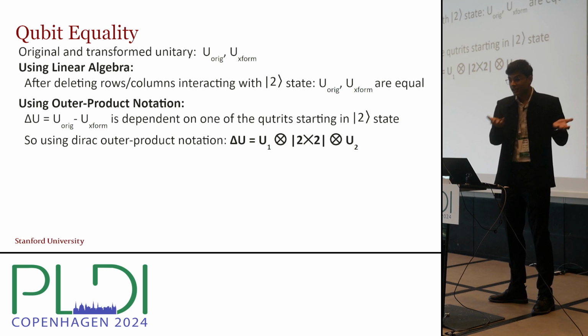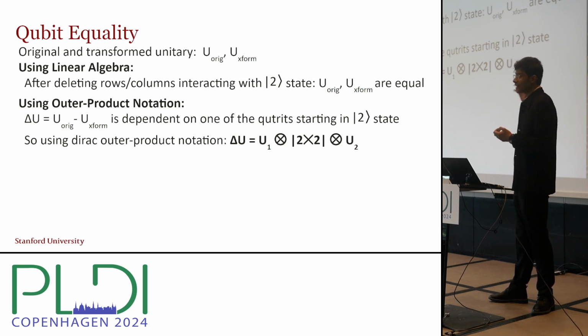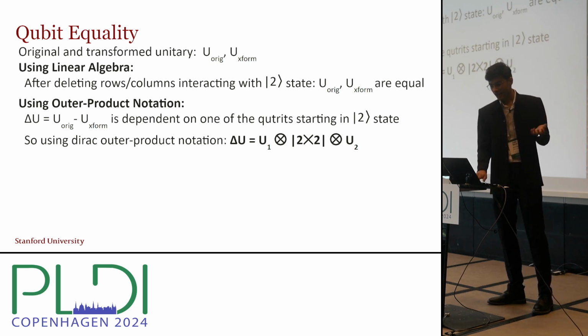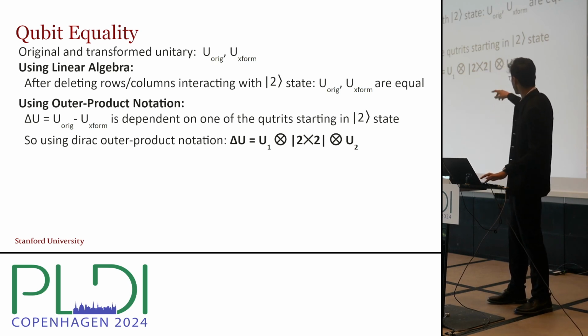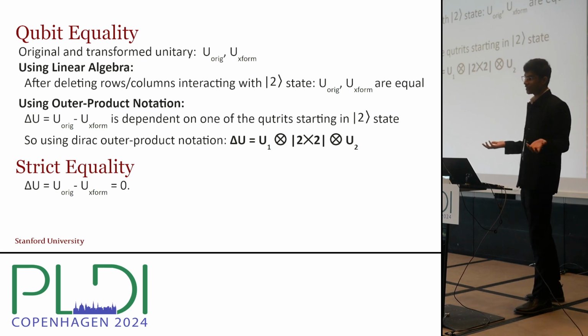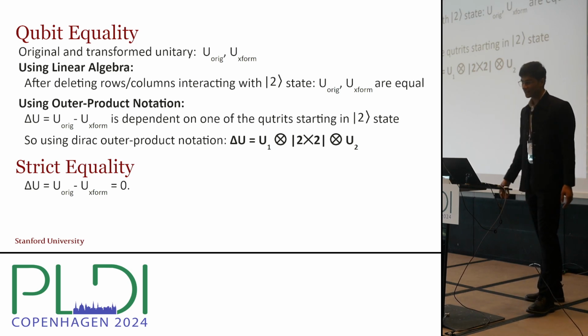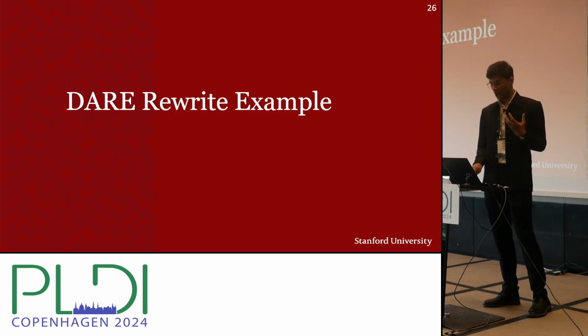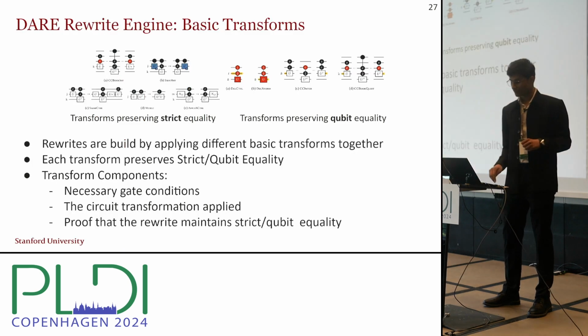Again, since the circuit interface was binary, this difference will never actually be seen on the circuit output for any valid input. Hence, if delta U is dependent on the 2-state, as shown with the Dirac outer product notation here, qubit equality is maintained. This is in contrast with strict equality, where the unitaries are exactly equal. Let's walk through an example of DARE rewrites and how we go about building and proving them.